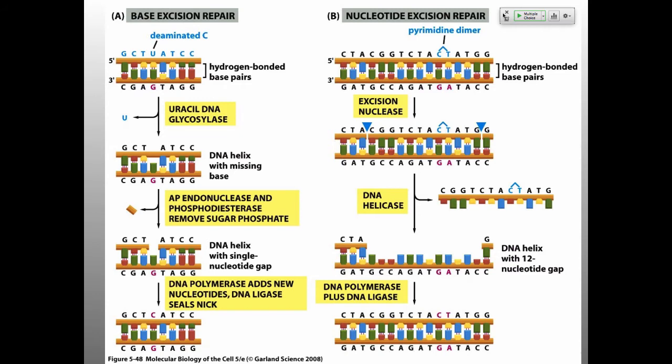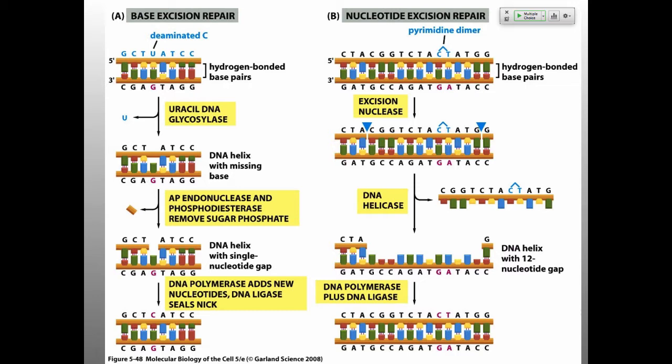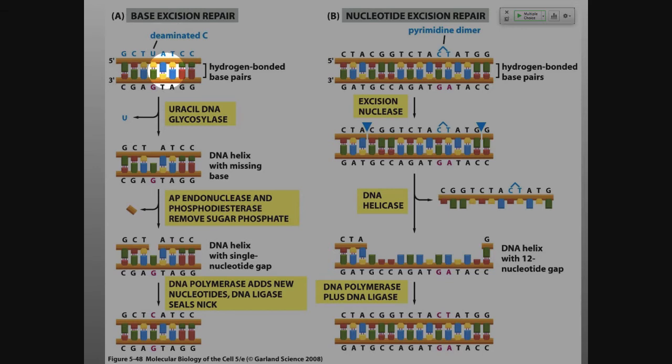The way that works is that single nucleotides that have a problem are recognized. In this case, it's deaminated cytosine, so you have a uracil. Uracil is not normally in DNA. So there are recognition mechanisms, proteins, that specifically recognize if there's a uracil in DNA. That recognition protein also has an enzymatic activity. It will remove the uracil from that position.